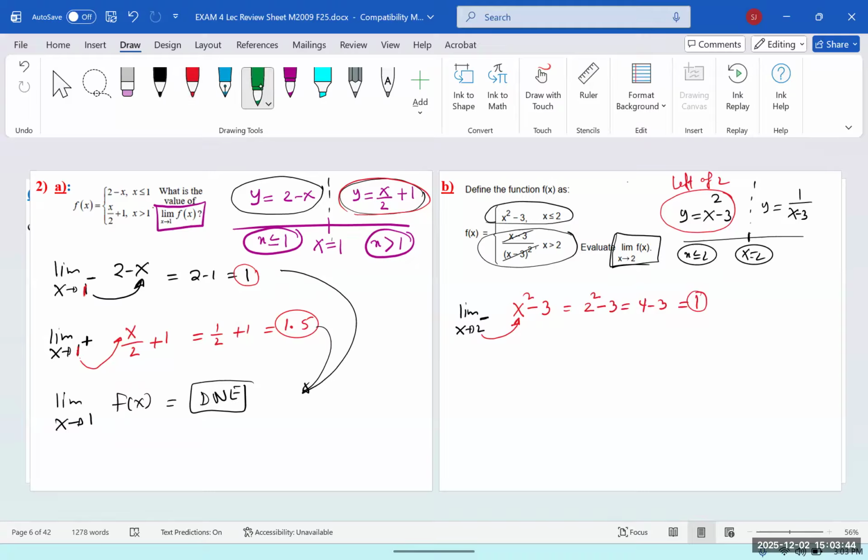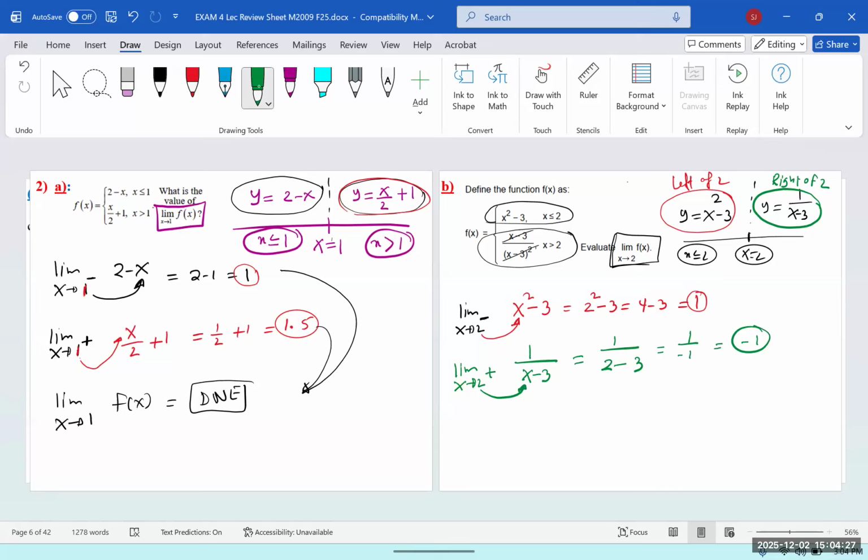Then you look at the right side limit. This is 2, right of 2. So you look at the limit, x goes to 2 from the right side. And this time your function is 1 over x minus 3. So we do the same thing, substitute the limiting value. So you get 1 over 2 minus 3, which is 1 over negative 1, which is negative 1.